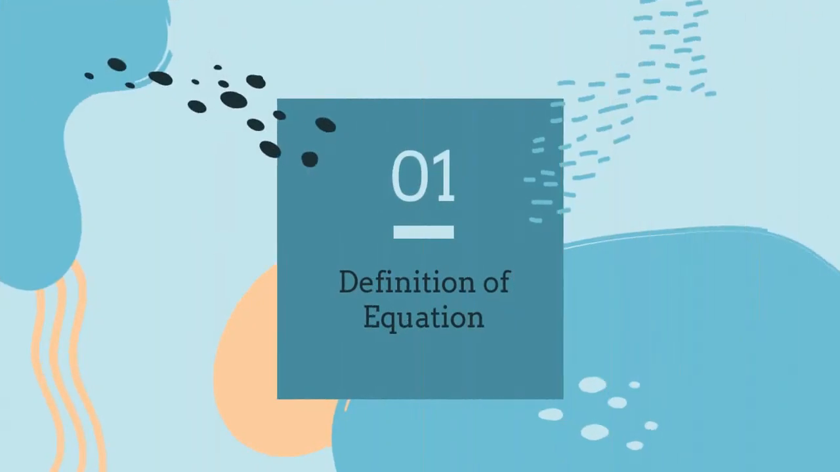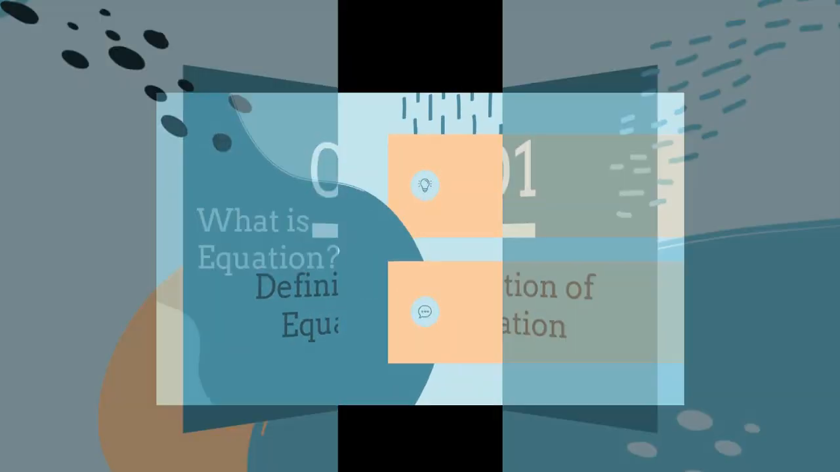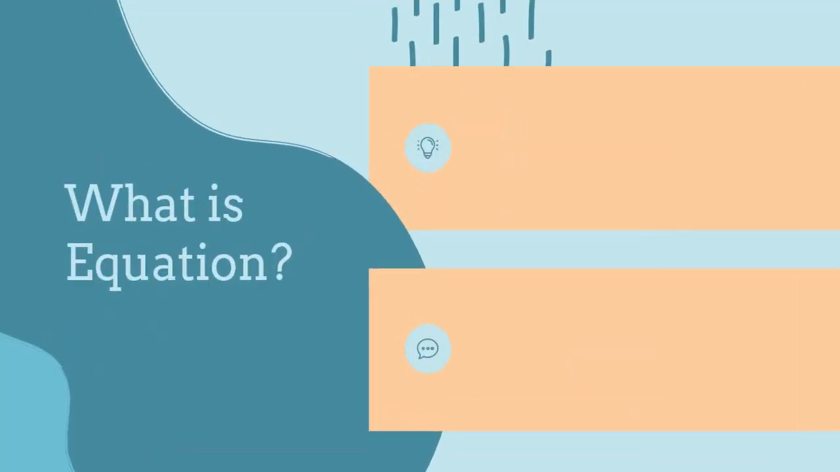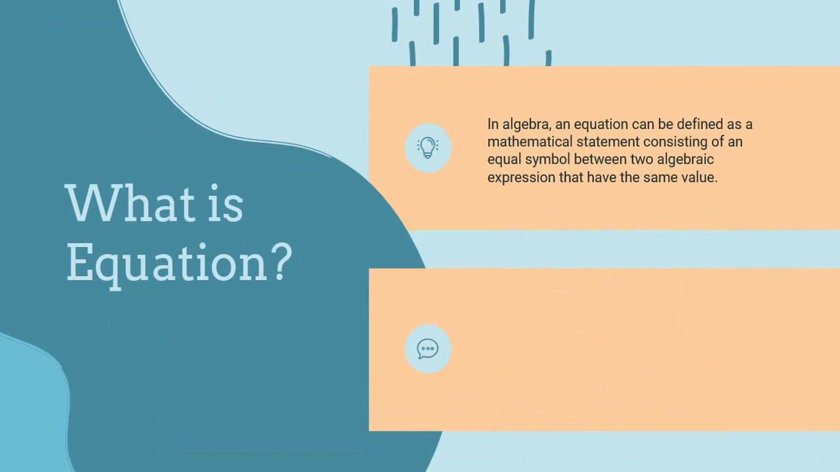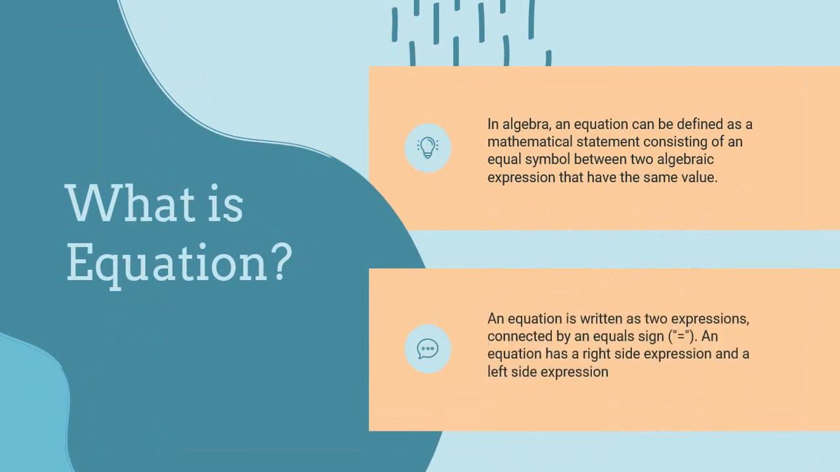First, definition of equation. What is equation? In algebra, an equation can be defined as a mathematical statement consisting of an equal symbol between two algebraic expressions that have the same value. An equation is written as two expressions connected by an equal sign. An equation has a right side expression and a left side expression.